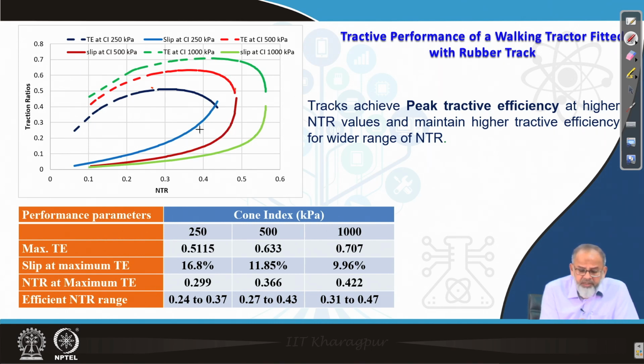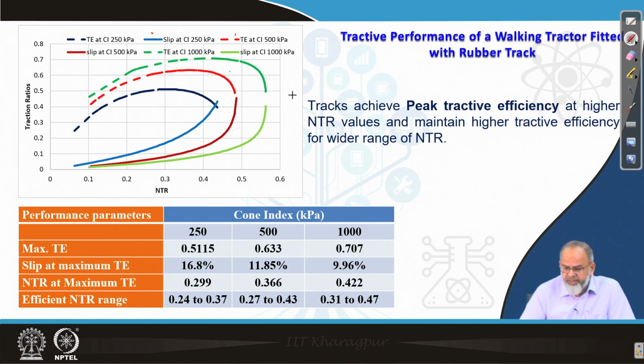That means the slip is increasing in case of soft soil. To get the maximum peak of tractive efficiency, the slip is more in soft soil as compared to hard soil. That is the reason why the tractive efficiency is less. Higher slip means most of the power is lost in overcoming the rolling resistance, so that is why you are getting a lesser tractive efficiency.